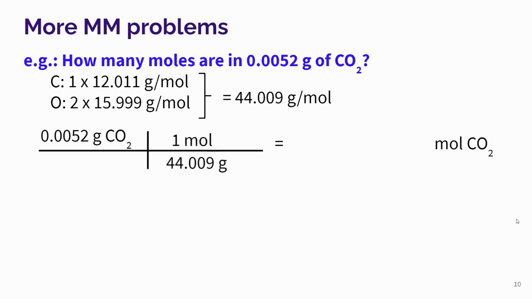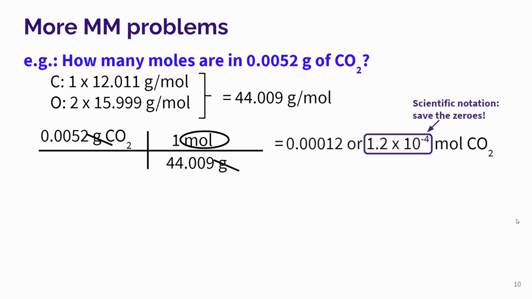And then in this case, I'm going to put the molar mass of carbon dioxide on the bottom. Just like our last problem, we want to solve for moles this time. So we want the 1 mole on top and the grams on the bottom, so that our grams divide out. And then we multiply across the top. So 0.0052 times 1, and then divide it by 44.009. Now this gives me 0.00012 moles of carbon dioxide.